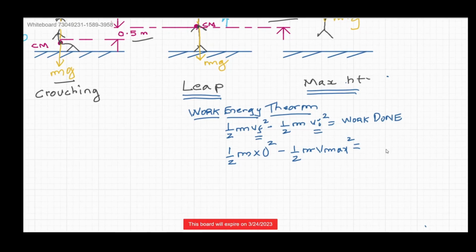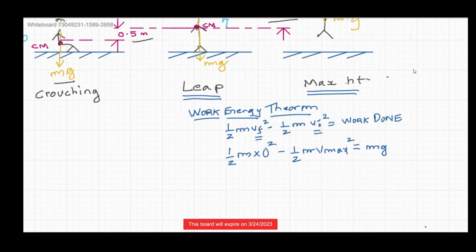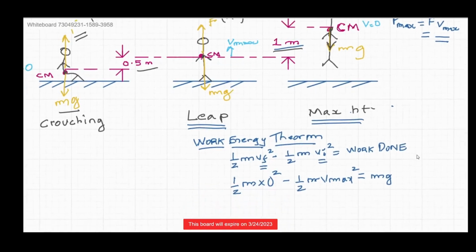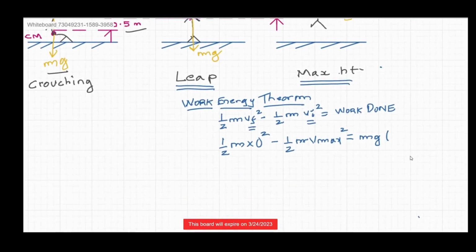So we write the gravitational force mg into the distance which he has covered. I have already marked that over here. You can see that the center of mass rises by a height of 1 meter. So here the displacement is 1 meter. So let's write mg times 1.